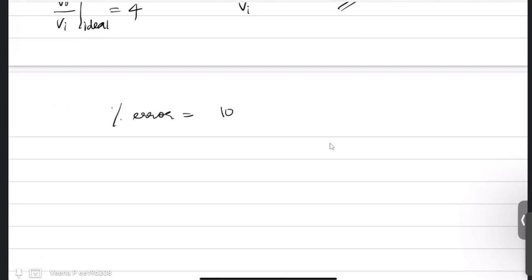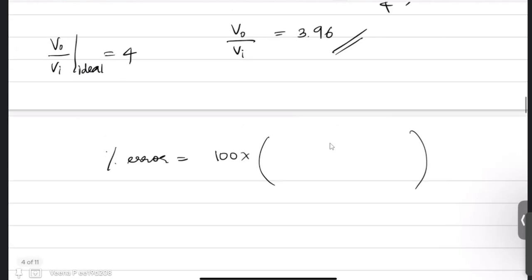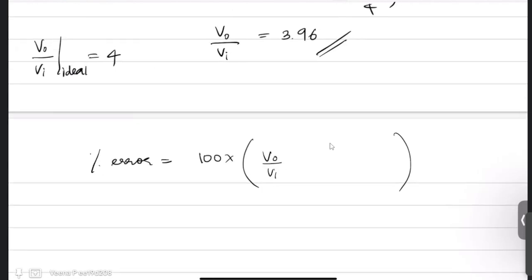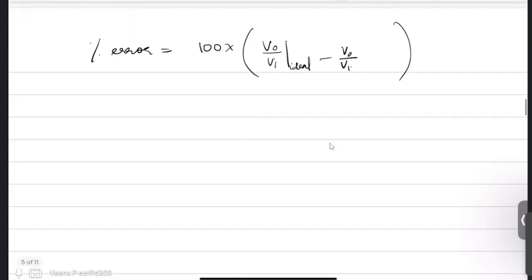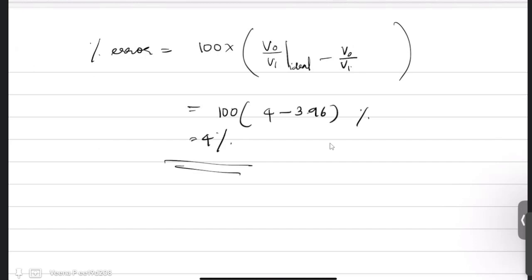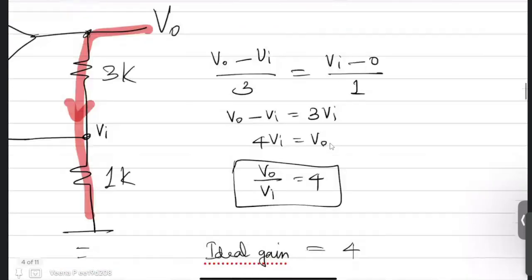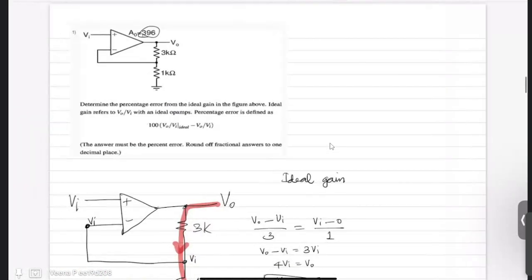The percentage error is 100 times, given in the question, the equation is V0 by Vin ideal minus V0 by Vin. So here it becomes 4 minus 3.96, or it becomes 1 percent. This much percentage it is. So this is the answer to your question. You can stop me and ask if there are any doubts.